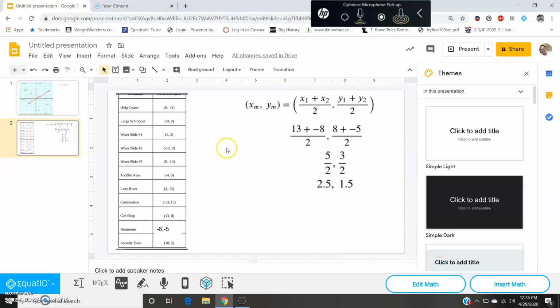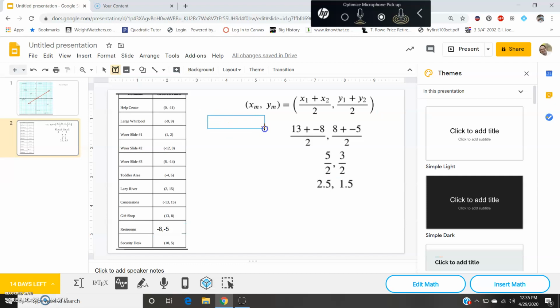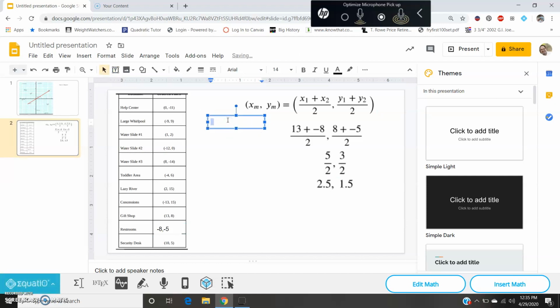And then maybe, I guess I could probably do, if I'm turning it in on something like this, insert a text box, and I might just put for this area, okay, boom.